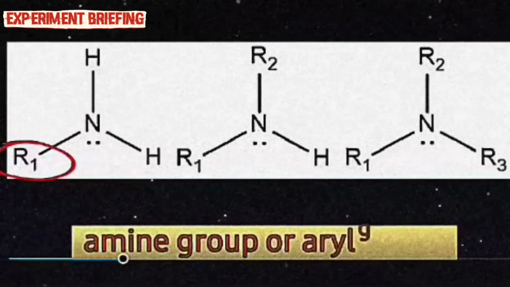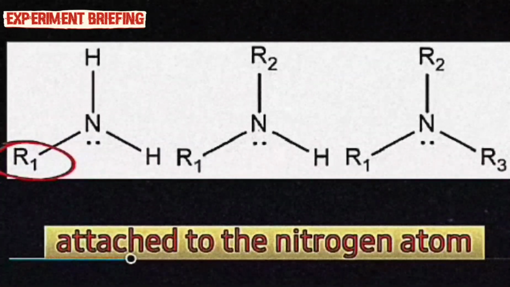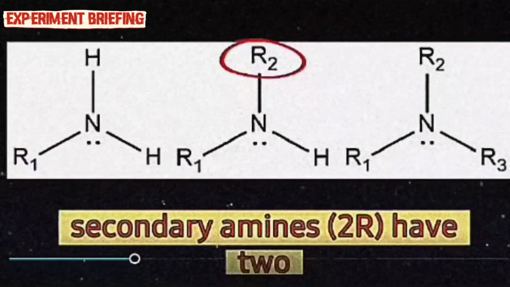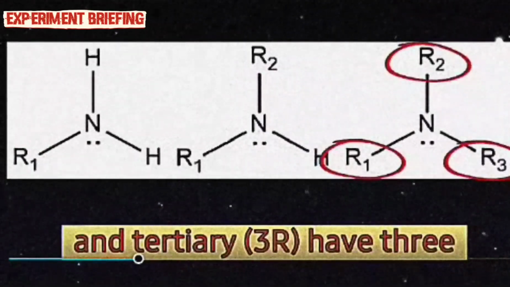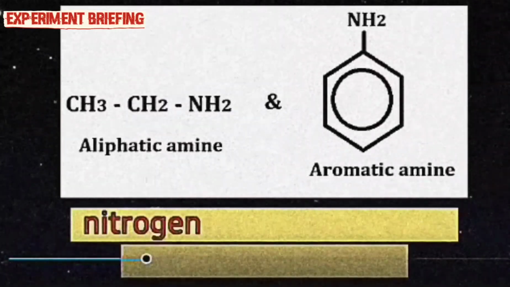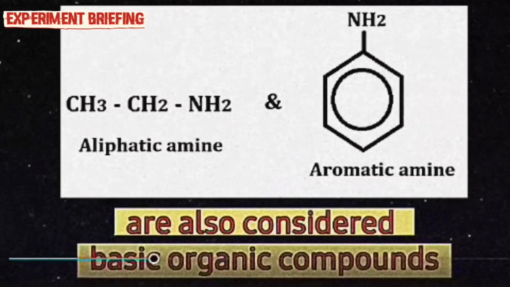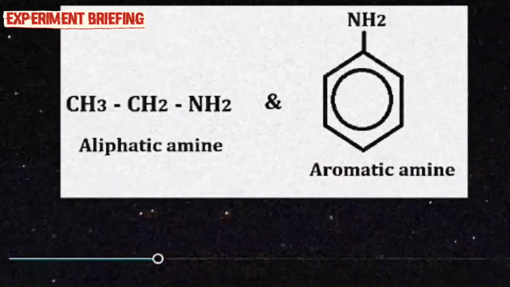Primary amines have one alkyl group or aryl group, R, attached to the nitrogen atom. Secondary amines have 2, and tertiary amines have 3. Aromatic amines, where the nitrogen atom is attached to an aromatic ring, are also considered basic organic compounds.